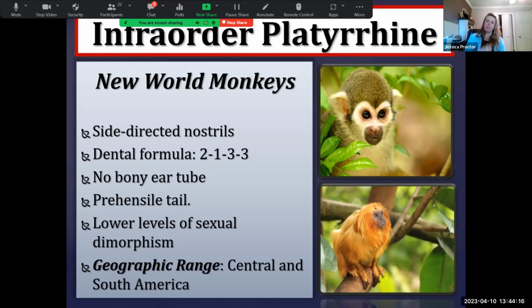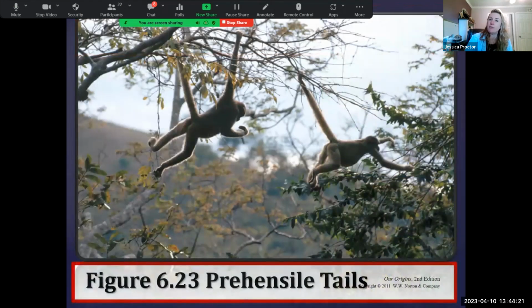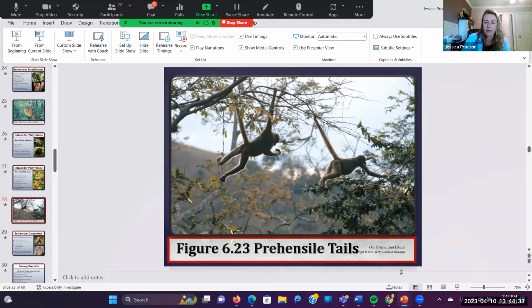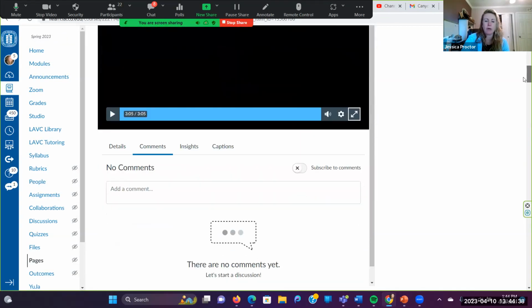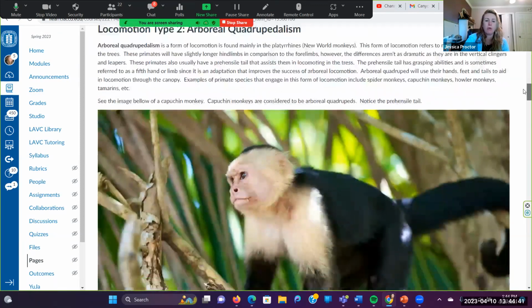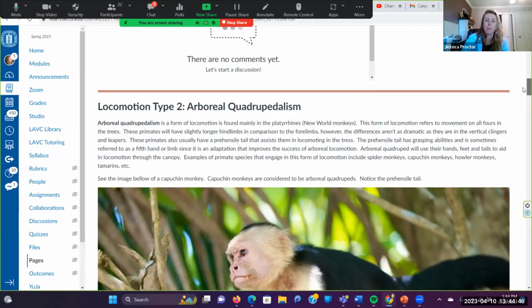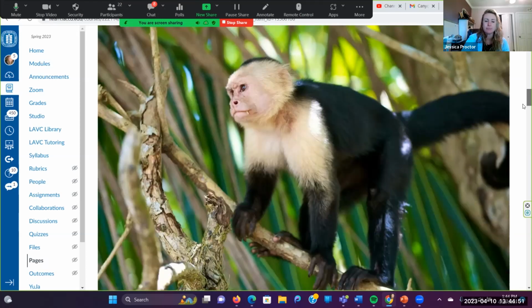Geographically speaking, we find the platyrhines only in Central and South America, and in zoos, of course. There's a picture of the prehensile tail there. You see they're using their tails in their locomotion pattern. Let me show you a little video clip of the locomotion pattern here. The New World monkeys utilize what we call arboreal quadrupedalism. Just like it sounds, arboreal means tree dwelling, and quadrupedal means movement on all fours.